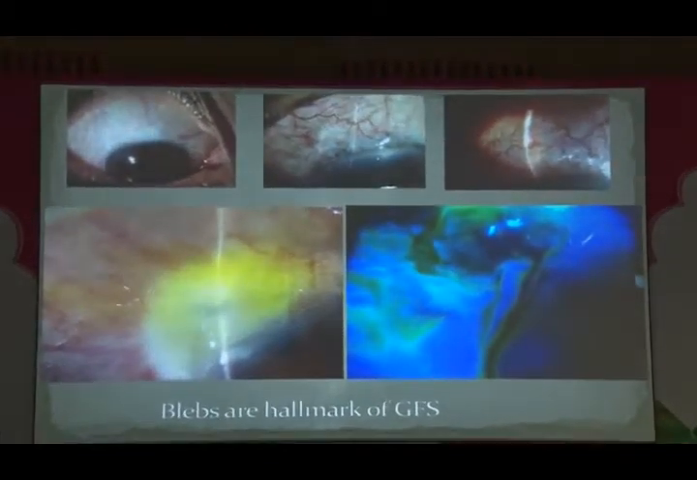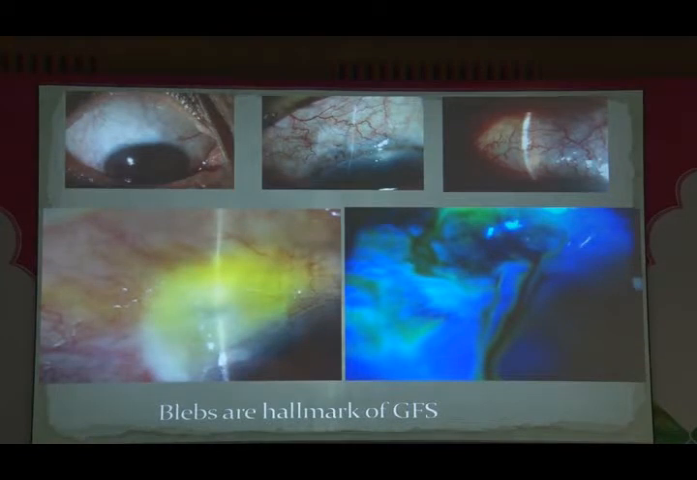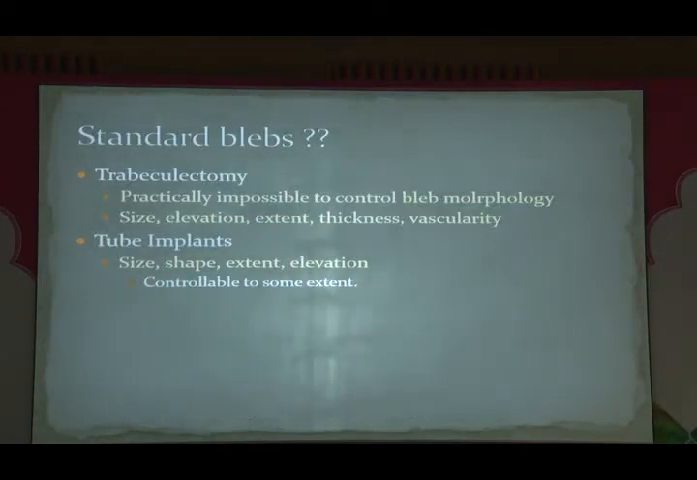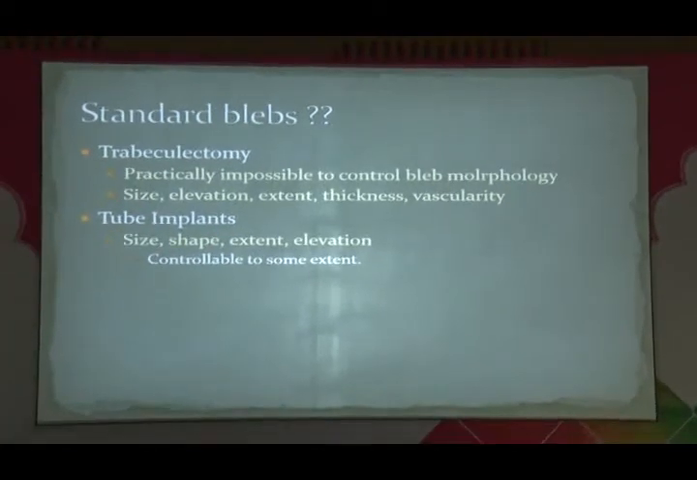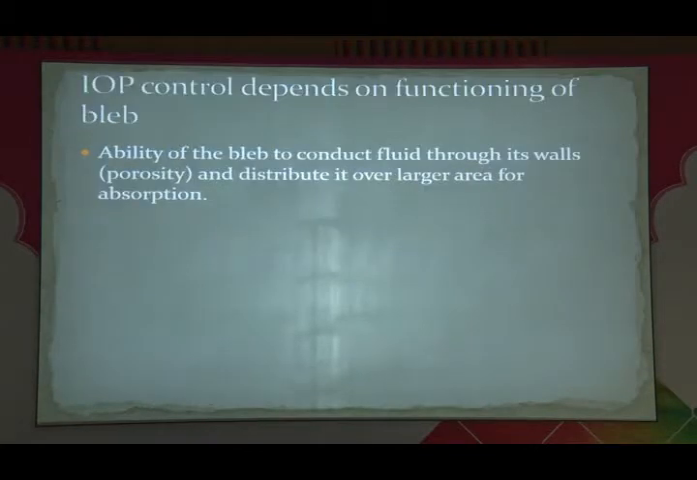I think you have all seen these different kinds of blebs when doing surgery, and sometimes they behave well and sometimes they are quite horrific. As a clinician, we all know this. But the important thing about glaucoma surgery is that the blebs are the hallmark of glaucoma surgery, both the trabeculectomy as well as the tubes. There are no standard blebs, actually. You can't really standardize a bleb because the response in every individual is different, and that's more true for trabeculectomy. Practically, it's impossible to control bleb morphology, size, shape, elevation, extent, thickness, vascularity. This is possible to some extent in the tube implants where you have a predefined area and location, but still there are a lot of variables.